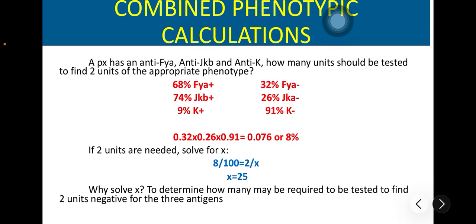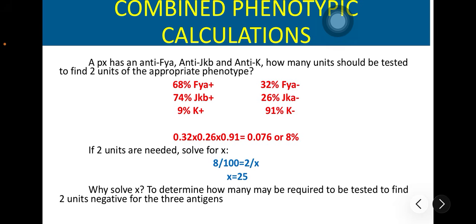So we have here, let's say for instance, remember that the patient has an antibody against Fya, and the patient also has an antibody against the Jkb antigen, as well as an antibody against the big K antigen. Now, what type of red cell do we need to transfuse to the patient? The red cell to be transfused must lack, or be devoid of, the Fya antigen, Jkb antigen, and the K antigen in order to avoid any reactions.